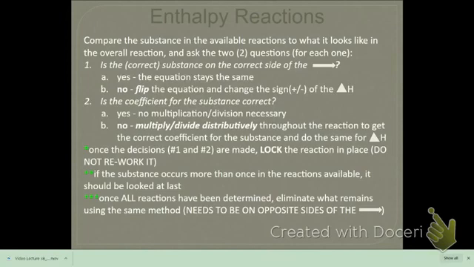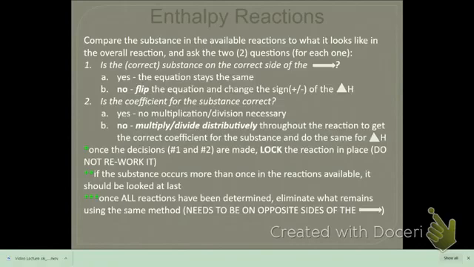Okay? So let's look at what we're going to do. First of all, we're going to compare a substance in the available reactions to what it looks like in the overall reaction. That means we're going to look at the overall reactant, find the substances, or what we call the species, in the overall reactant, and then look for that species in the available equations that lead to the overall reaction. Once we've found it, we're going to ask two questions for each one that we find. One, is the correct substance on the correct side of the arrow? You know that there's an arrow between the reactants and the products, which is the yield sign. So is the correct substance on the correct side of that yield arrow?